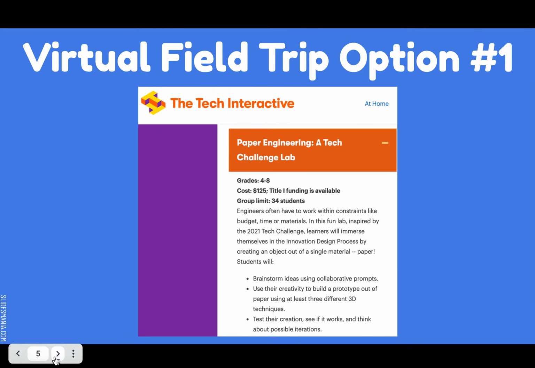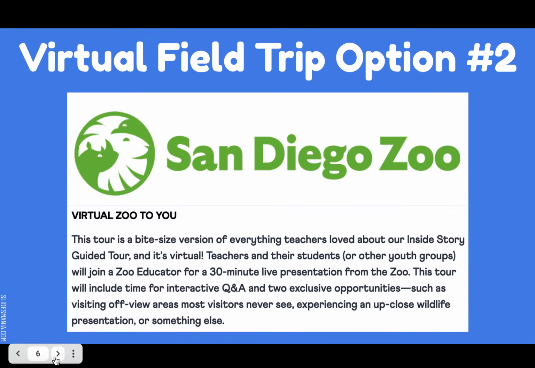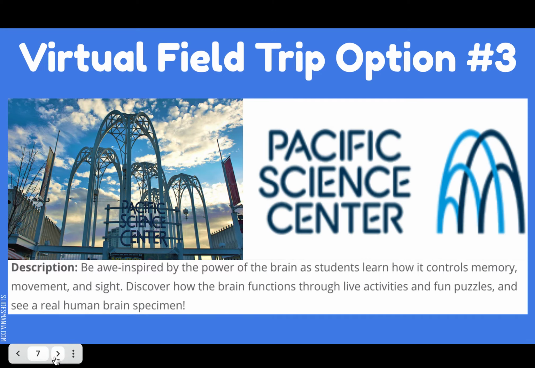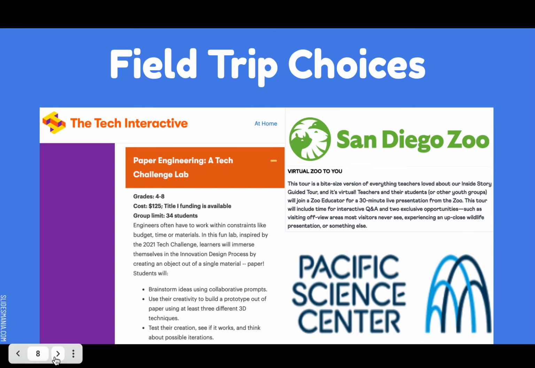In addition, you will have a chance to vote for your virtual field trip. I went over the options last time, but I want to go over the options again. There is the Paper Engineering, a tech challenge lab from Tech Museum. There is the option of virtual zoo. There is Stanford Zoo, San Diego Zoo. Those are some zoos that we're thinking about so far. Pacific Science Center. So with that, here are your field trip choices.